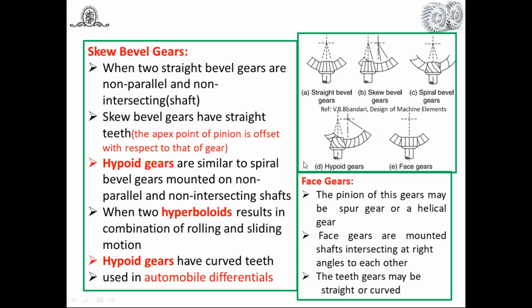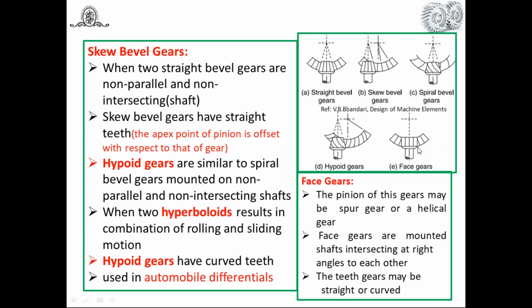But another gear is the hypoid gear. I am going to define it based on this. A hypoid gear is also a spiral bevel gear, but what is the difference? Here they are mounted on two non-parallel, non-intersecting shafts, like a skew bevel gear. So what is the difference between skew bevel gear and hypoid? Skew bevel gears are straight bevel gears that are non-intersecting and non-parallel. Hypoids are spiral bevel gears, but non-parallel and non-intersecting. That is the basic difference, or there is an offset.